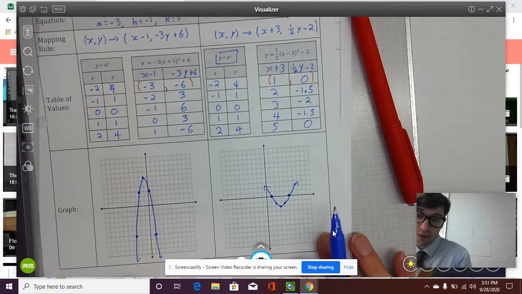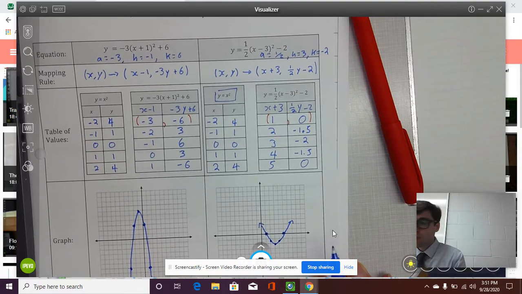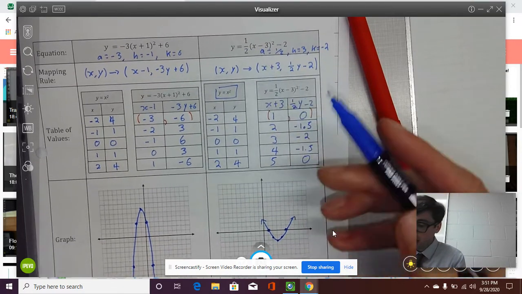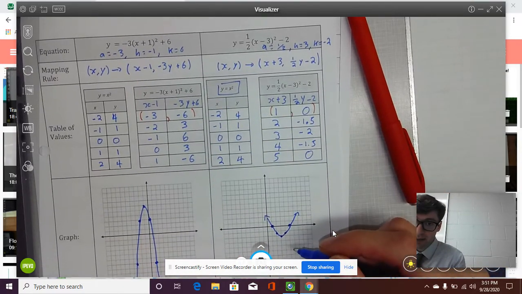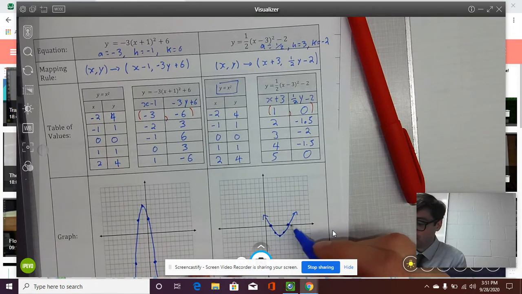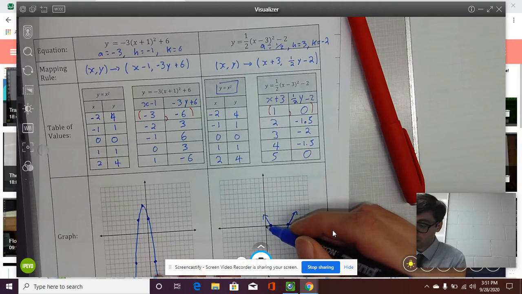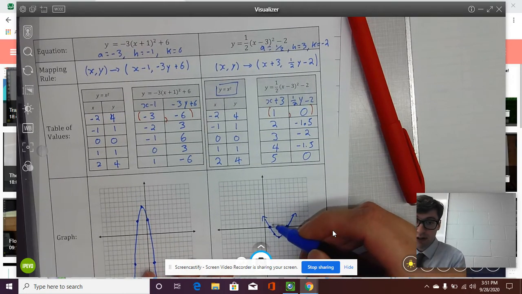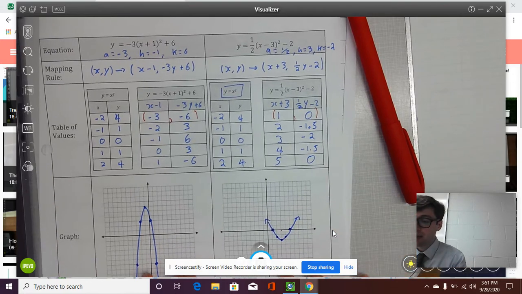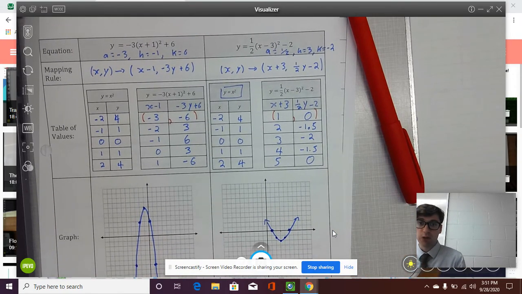Last thing, let's check that we've done this correctly. So I've compressed it. So yeah, it's around twice as fat or half as skinny as our normal parabola. It's shifted 3 horizontally to the right, horizontal translation right 3, and then down 2. So you're always comparing it in your head to that basic parabola of y equals x squared. So that's the mapping rule.